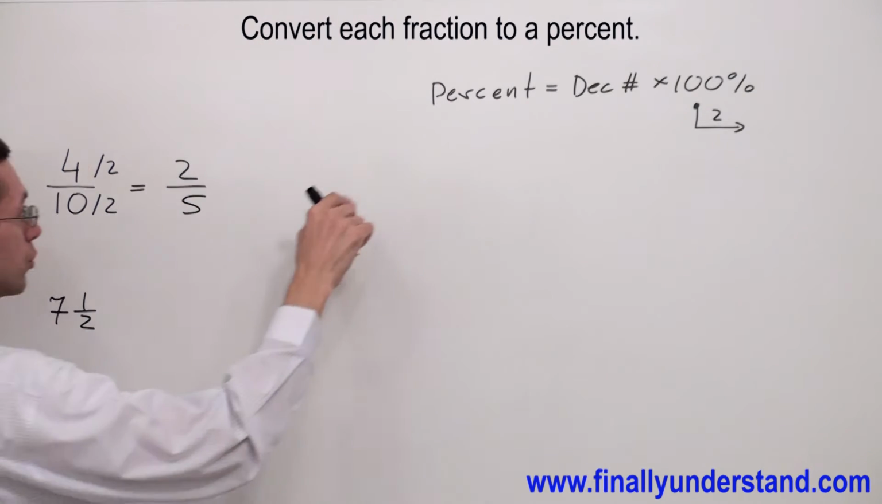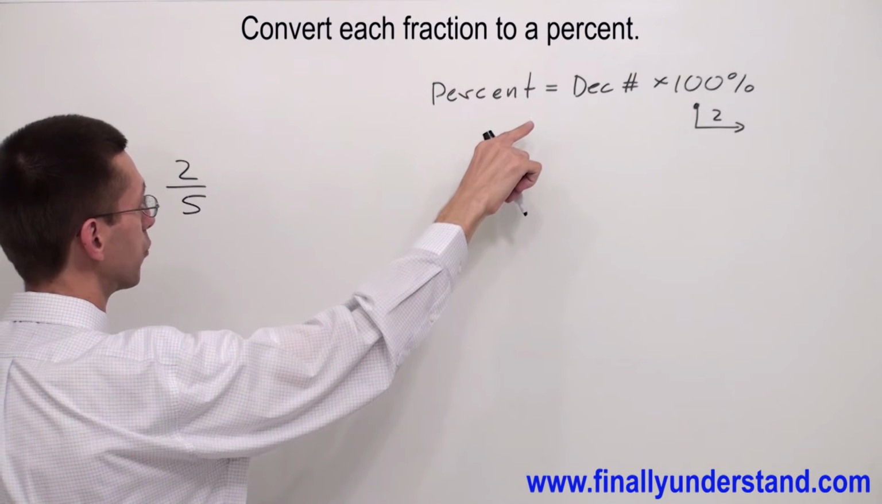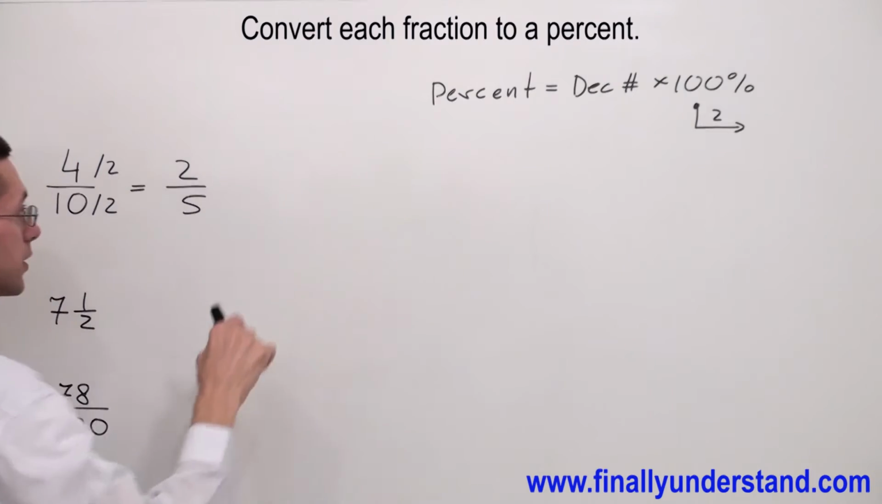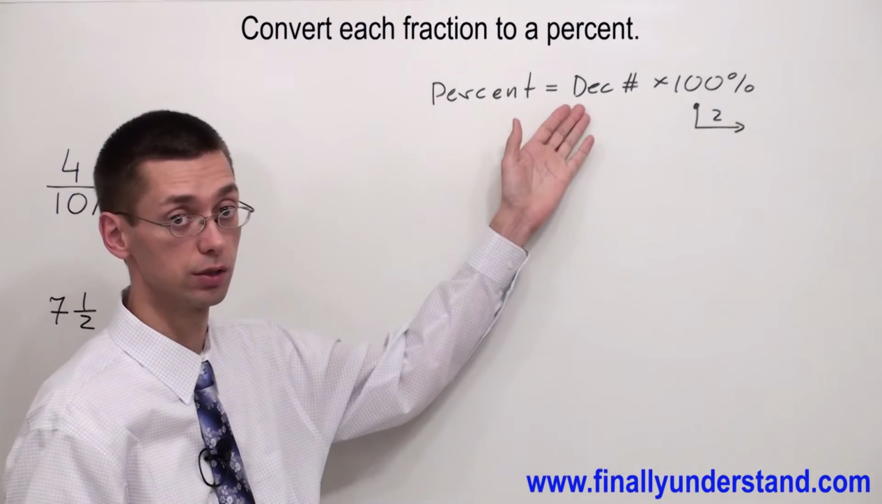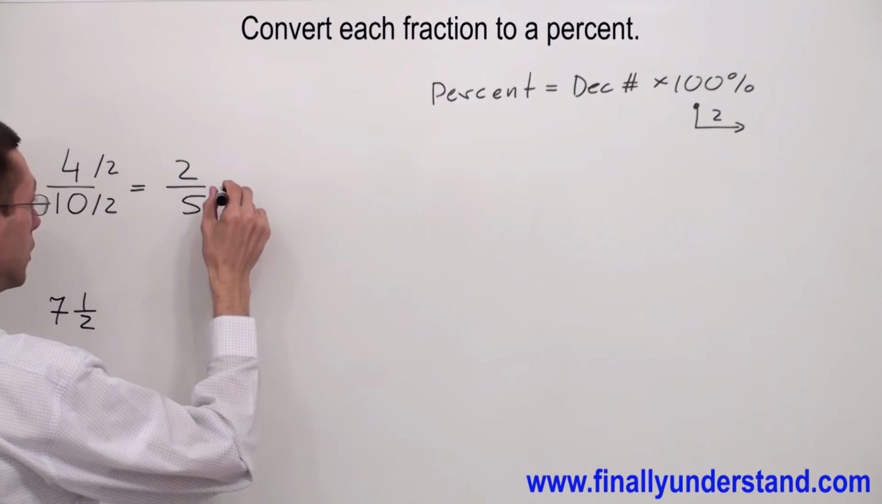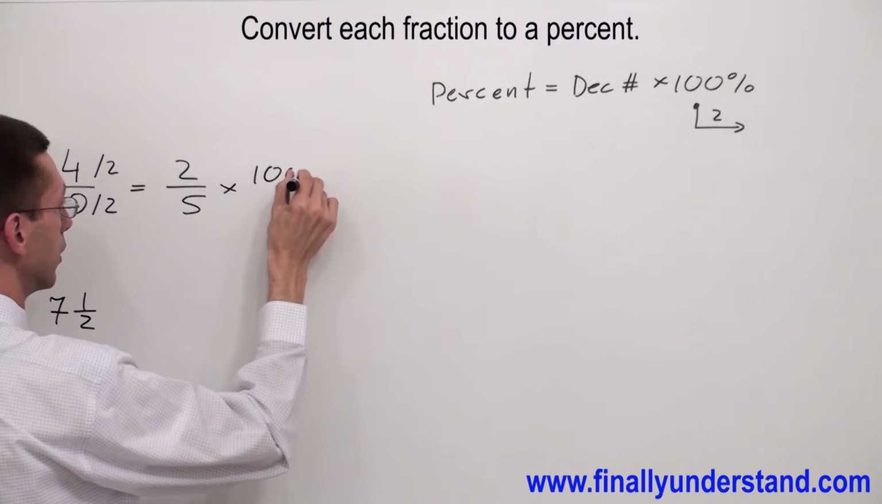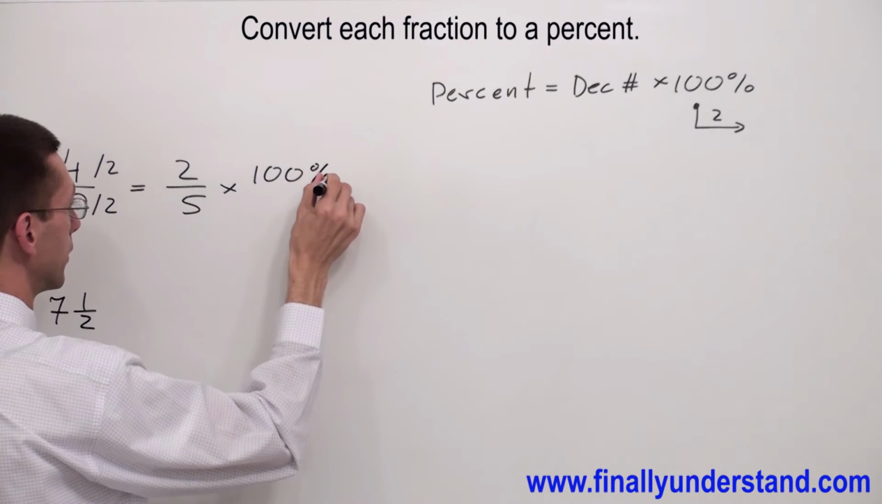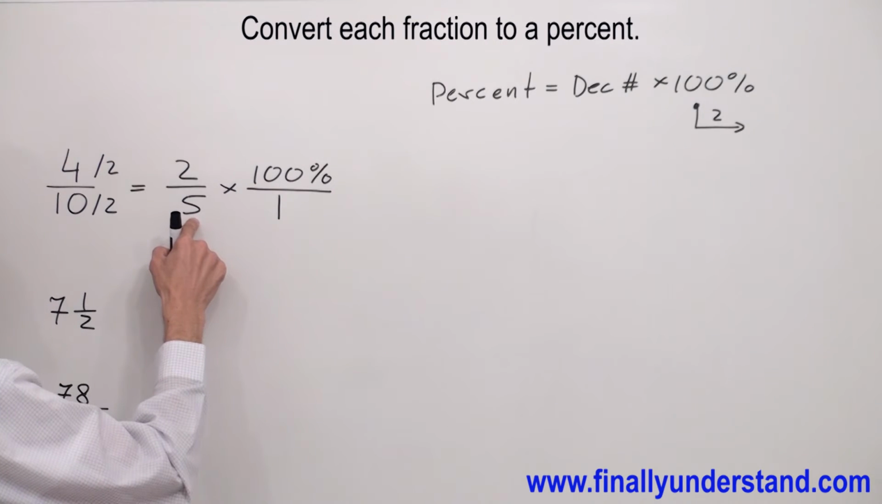Now again, anytime you want to convert a fraction to a percent, you have to multiply the fraction by 100%. As I said before, I'm going to use the same formula which I used for decimals. That's why I didn't change it. So I'm going to multiply that fraction by 100%. Again, I'm going to convert this to an improper fraction because I'm dealing with fractions.